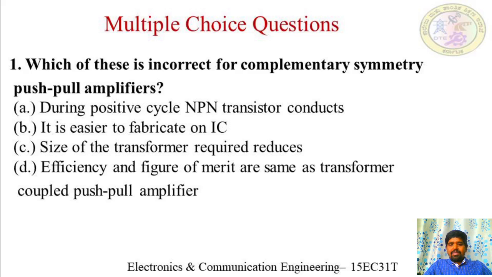See, the answer for this one is that the size of the transformer required reduces. That means here we are not using a transformer at all, so what is the point of reducing its size? We are not using a transformer in a complementary symmetry push-pull amplifier. The NPN transistor conducts for the positive half cycle, that is correct. You can fabricate on IC, and the figure of merit and efficiency will be similar to the transformer coupled one. So the answer for this is C.